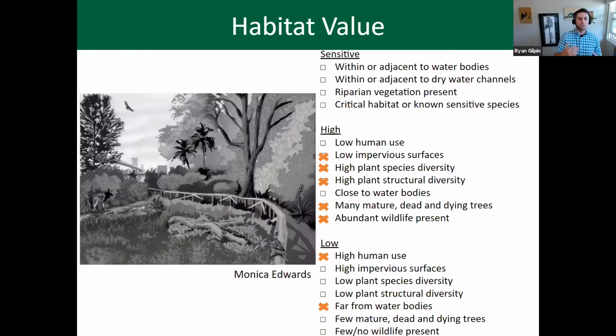There's many mature, dead, and dying trees, and quite a few wildlife present, right? I'm seeing birds flying around and things like that. But there's also quite a bit of human use around. We think that humans are definitely impacting it. It's far from water bodies. So while it's not clear, I think that we generally classify this as a high value habitat and an area that we'd prefer to be working in the non-breeding season rather than the breeding season if we can control that.